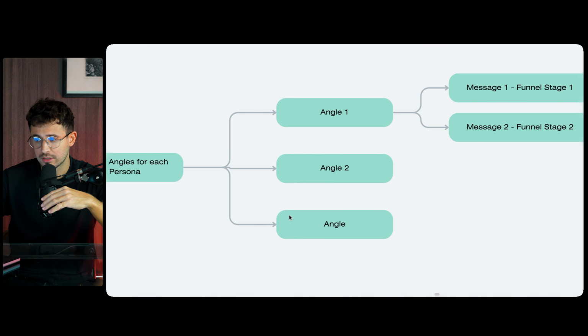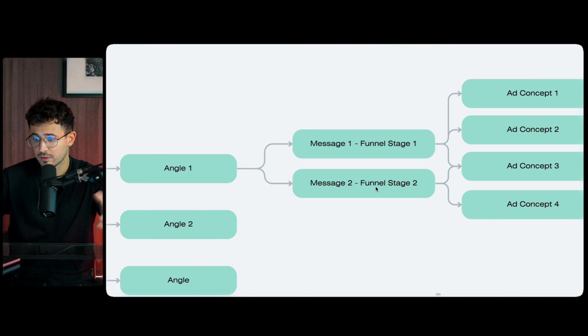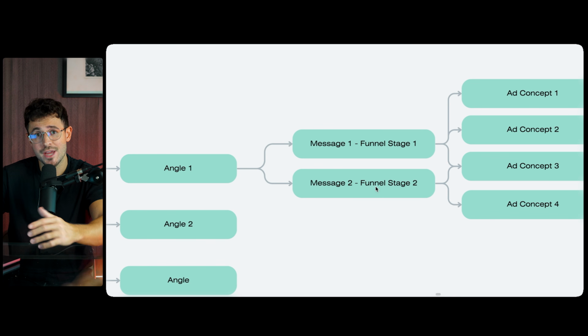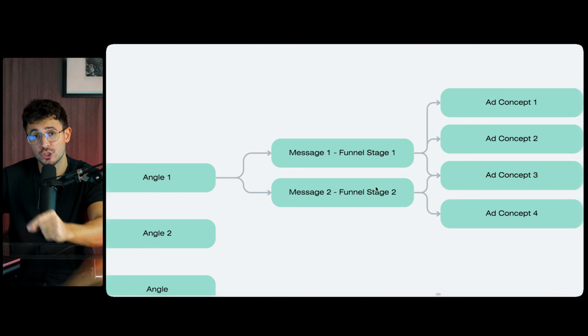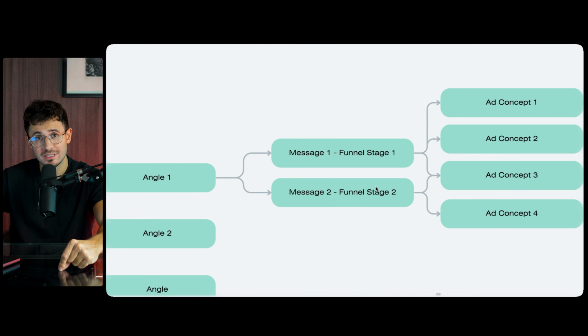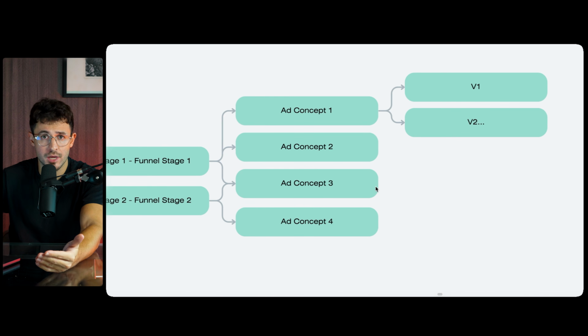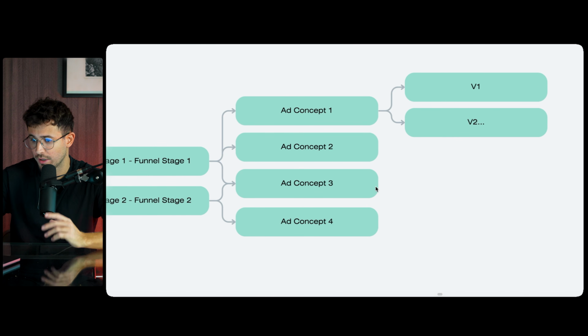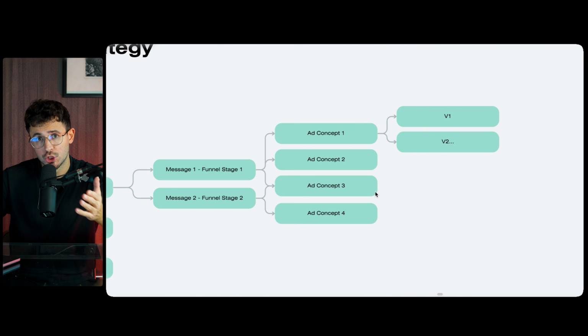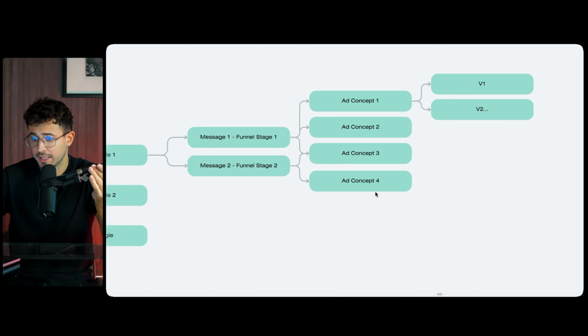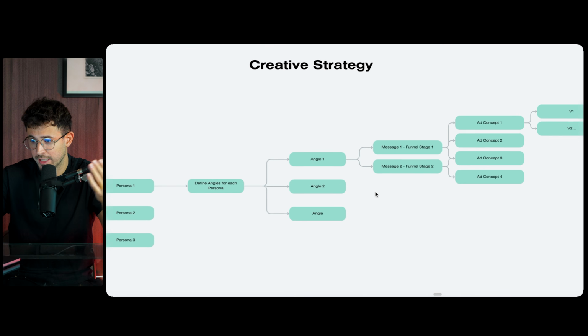So you have different angles, and for different angles, you also have different funnel awareness stages based on the message that you use and the ad concept that you use to deliver that angle, okay? And then for each concept, you can have different variations, like V1, V2, and so on. Now, let me actually show you an example, because like this, probably you don't understand.